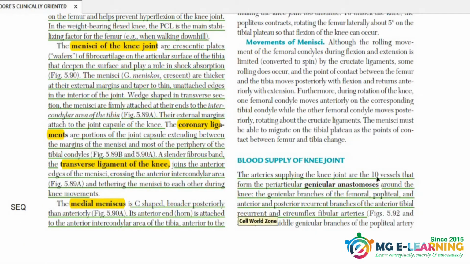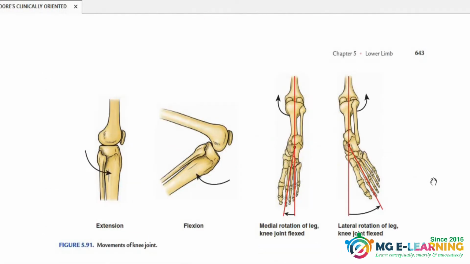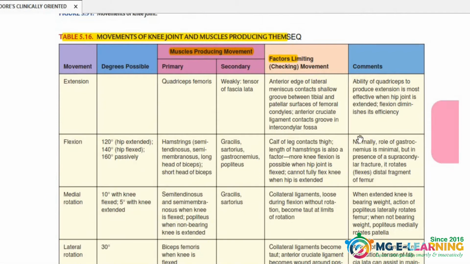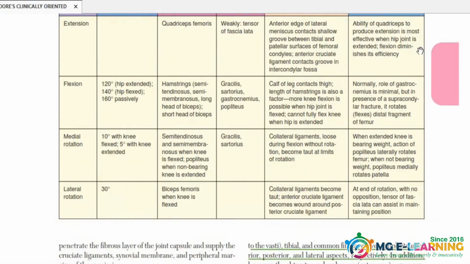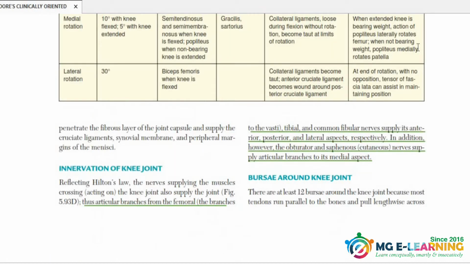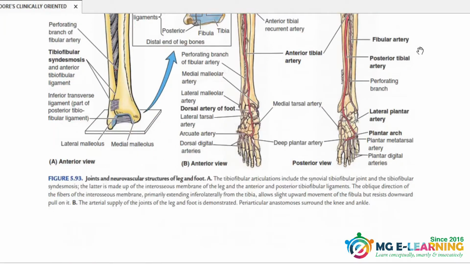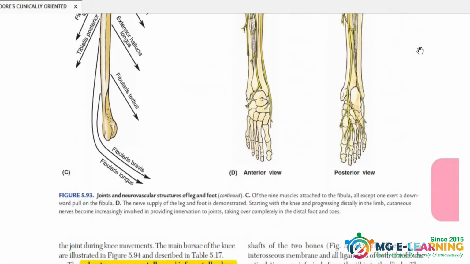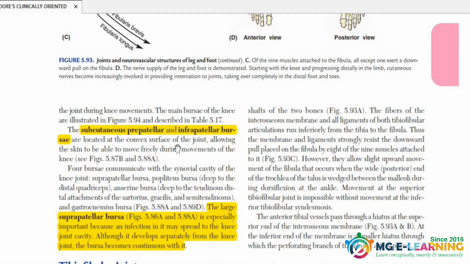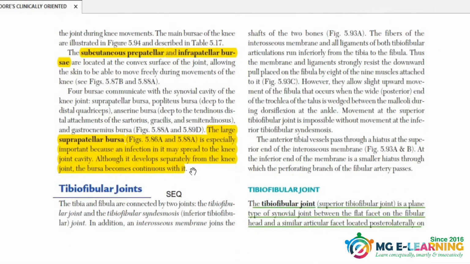Then blood supply of the knee joint. It is by genicular anastomosis. This table is important to see the movement of the knee joint and the muscles involved in it. Then bursae around the knee joint, it is also important from the SEQ point of view. This one, here are some bursae.